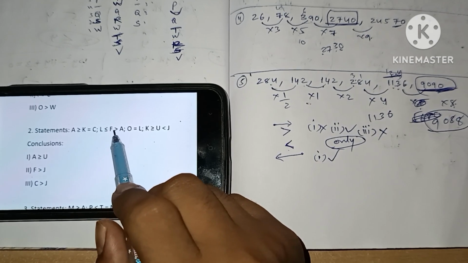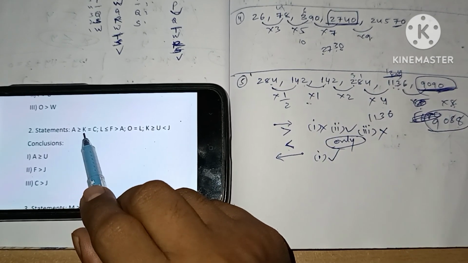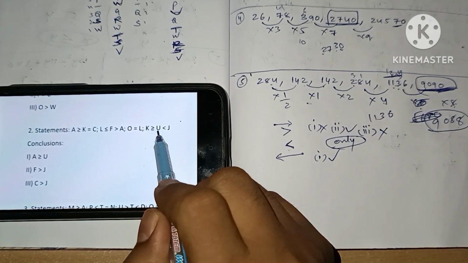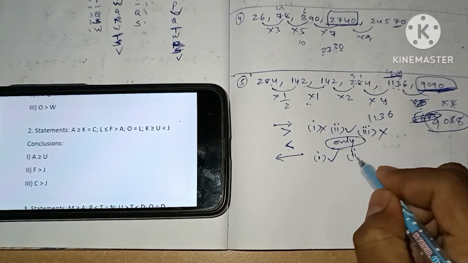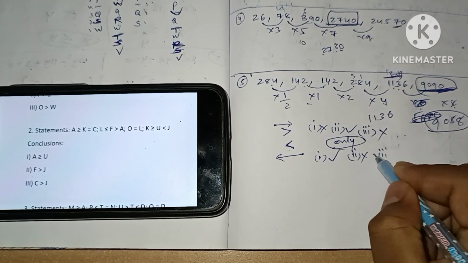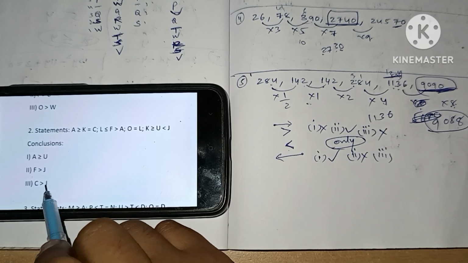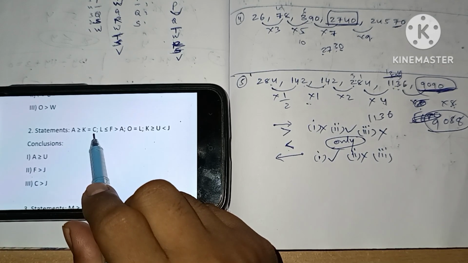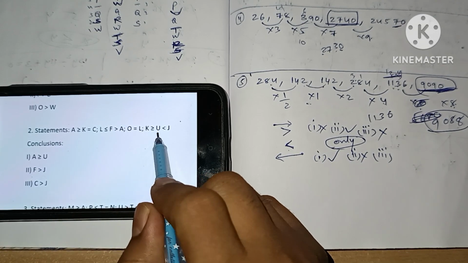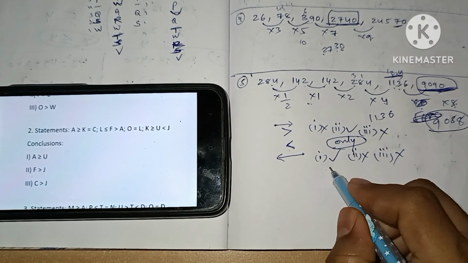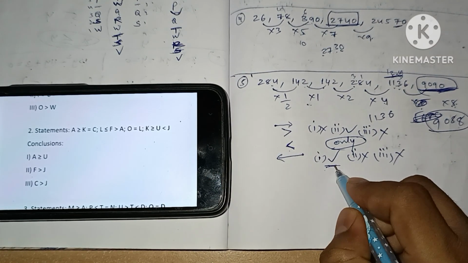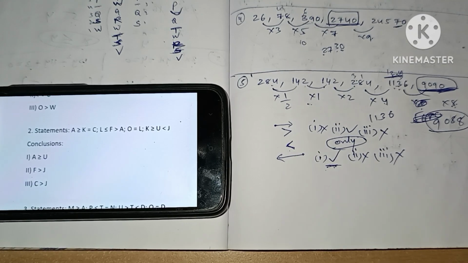Or else from F to A. From A we can reach to K, and from K we can reach to U but not to J. So second conclusion will be false. Let's see third conclusion. The flow from C to J. From C we can reach to K. From K we can reach to U but not to J. So third conclusion is false. So we are left with only one follows.